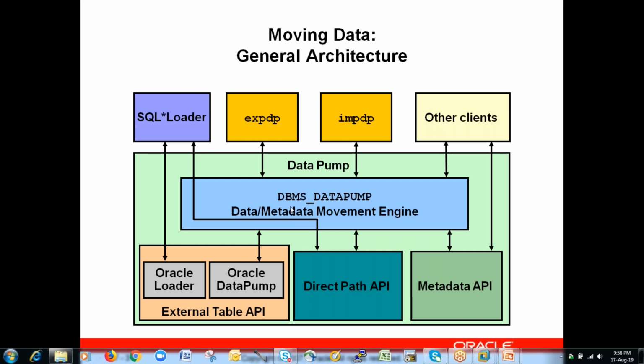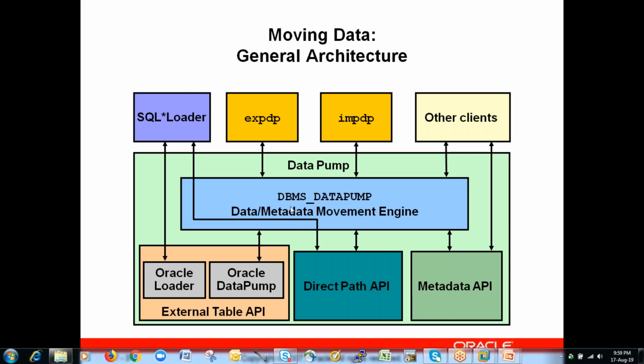So I am repeating once again, there is DBMS_DATAPUMP, the package that has been introduced in between the expdp command and the data, right? That is basically the data and metadata moving engine, some pre-built programs introduced as a middleware layer in between expdp and the data. They also introduced two APIs: the direct path access API, and another one, the metadata API.